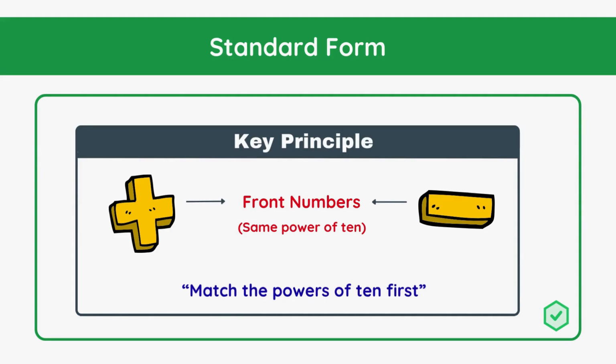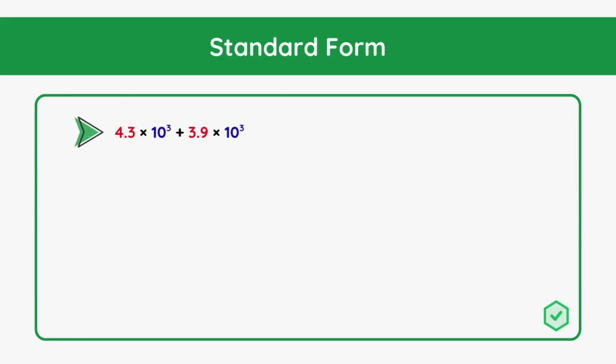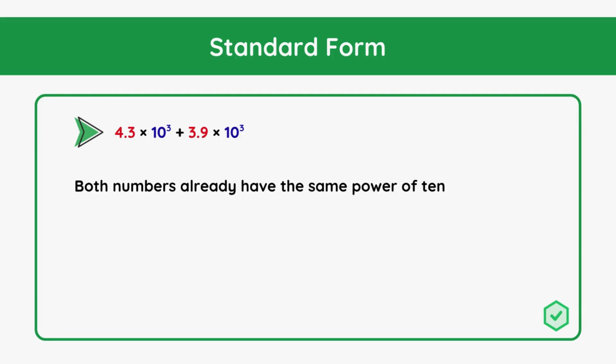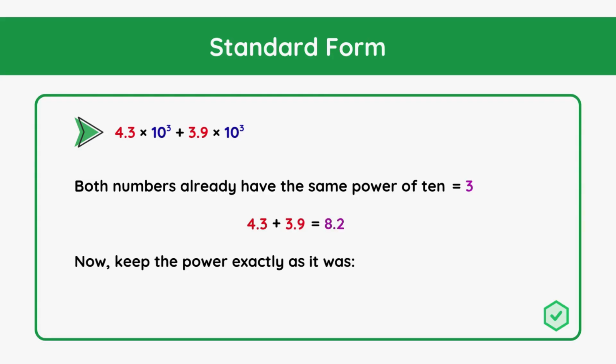Let's take the easiest case. Add 4.3 times 10 to the power of 3 to 3.9 times 10 to the power of 3. Both numbers already have the same power of 10, which is 3, so we just add the front numbers. 4.3 plus 3.9 is 8.2. We keep the power of 10 exactly as it was. So the answer is 8.2 times 10 to the power of 3. Notice we did not touch the power at all. We only added the front numbers.